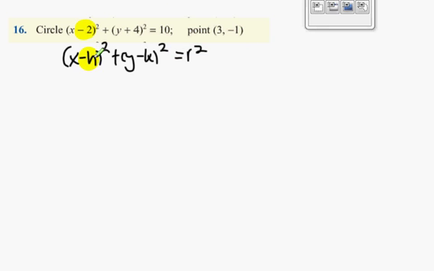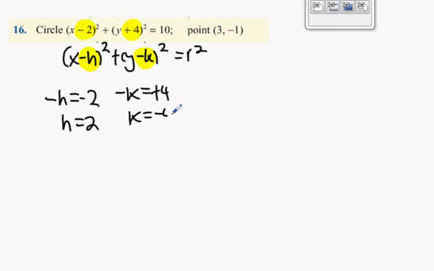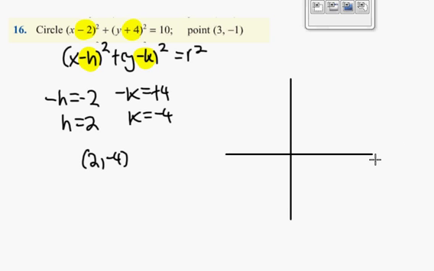Minus h is minus 2, plus 4 is minus k. So you're just comparing them down. So you say minus h is minus 2, h equals 2. Minus k equals plus 4, k equals minus 4. What does that mean the center of the circle is? 2, minus 4, okay? Now roughly on the diagram, if you drew yourself a rough xy axis, where would 2, minus 4 be located?